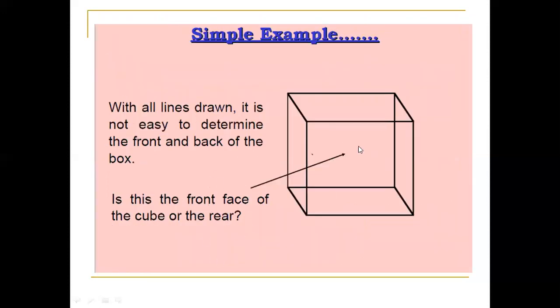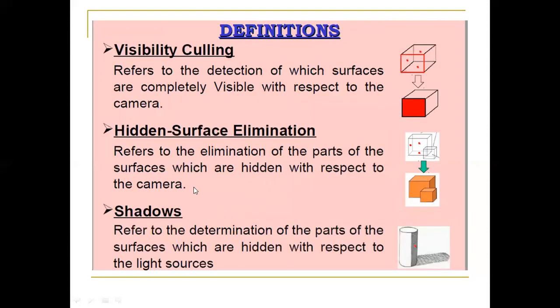Consider a simple example. I have taken the example of a cube, right? When all the lines are drawn in this cube, it is not so easy to determine which is the front face of the cube or which is the back face. The example for a cube is a box. I cannot easily say which is the front face of the box and which is the back face. Is this the front face of the box or the rear face? It is very confusing, or very difficult, to determine the faces here. So in order to do that, we make use of the different methods in visible surface detection.